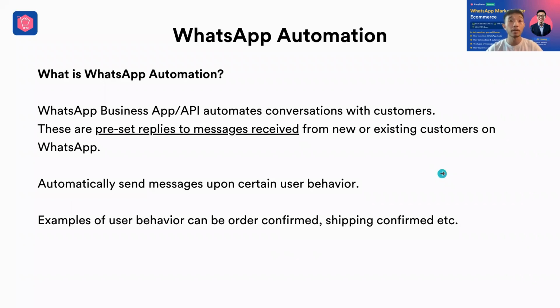WhatsApp Business app or the API, they automate conversations with customers. And these are actually preset replies to the message where customers text you. And then these can also be sent on certain user behavior or certain user replies. User behavior would be order confirmation, shipping confirmation, payment confirmation, like I mentioned earlier.